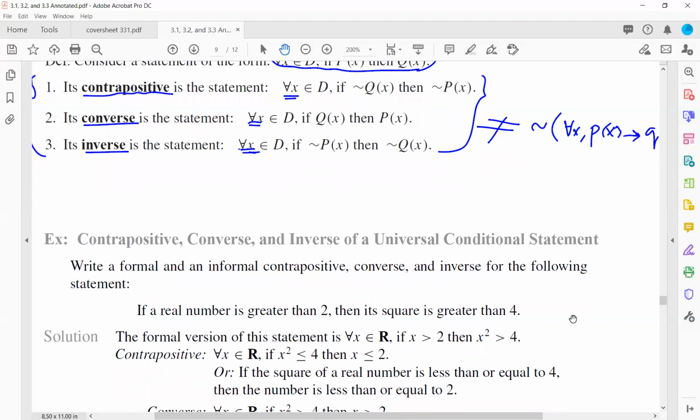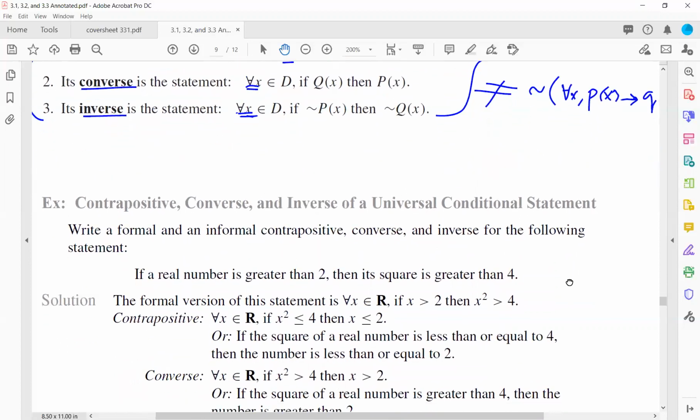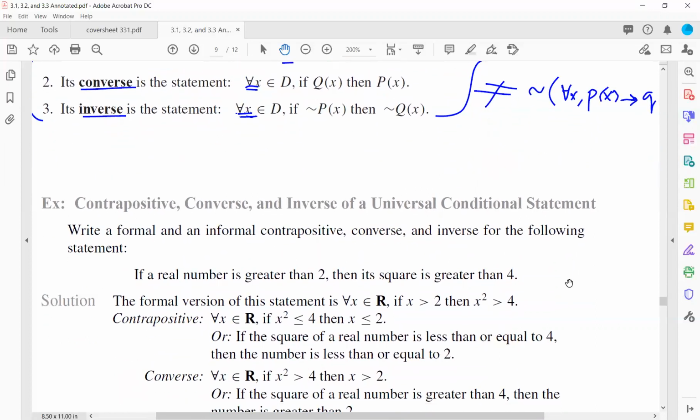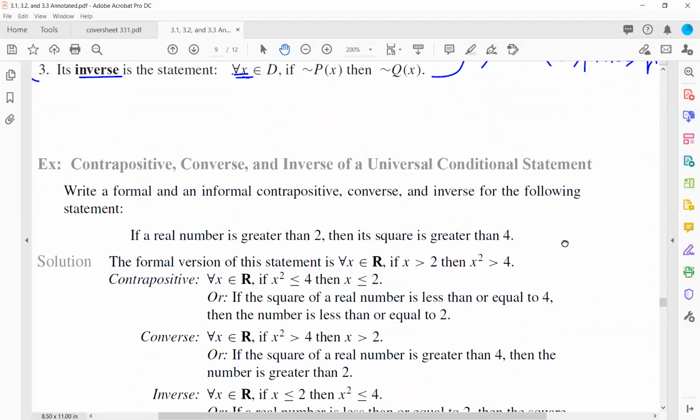Let's take a look at one example. Write a formal and informal contrapositive, converse and inverse for the following statement. It says "if", so you see "if" means that you have a conditional statement. If a real number is greater than 2, then its square is greater than 4. So a formal version is written as if conditional, for all.